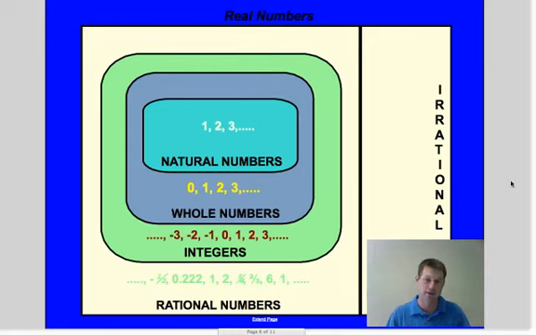Those do count. If a decimal does repeat or terminate, like 0.222, it stops after that, that is a rational number. It can be written as a fraction. Rational numbers can be written as a fraction. However, what you'll notice is that rational numbers include integers, whole numbers, and natural numbers. It includes everything.